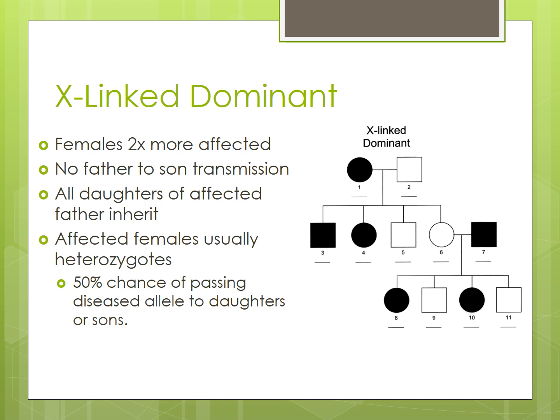Now, affected females usually are heterozygous, and they have a 50% chance of passing on the disease allele to the daughters or sons because one X chromosome would be affected, one X chromosome would not be, and so you have a 50-50 chance of it passing on to a son or daughter, and that's an equal chance because the mother always gives an X chromosome to either the son or daughter.